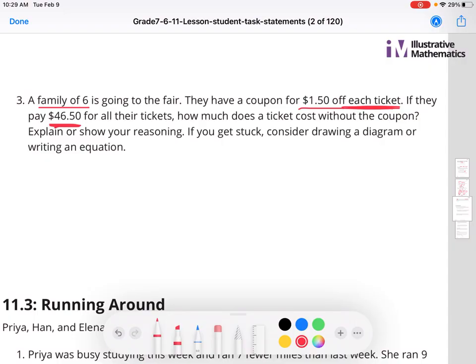So we know the cost of a ticket without the coupon. We don't know that, so we know we need to use a variable for that. So we'll just use T for this problem. So T represents the cost without coupon. So ticket cost without coupon.